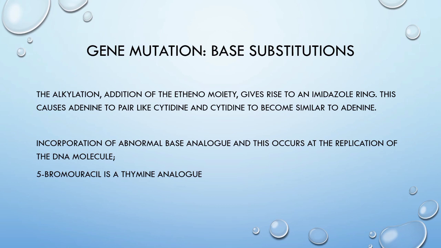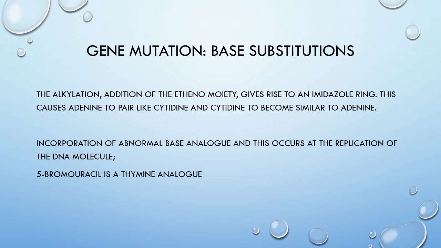Now the alkylation, addition of the ethanol moiety, gives rise to an imidazole ring. For adenine, it then affects it to be able to pair like cytosine, which means adenine then pairs with guanine. So this ethanol moiety is talking about when it gets onto imidazole rings.